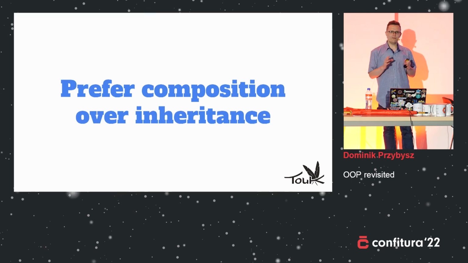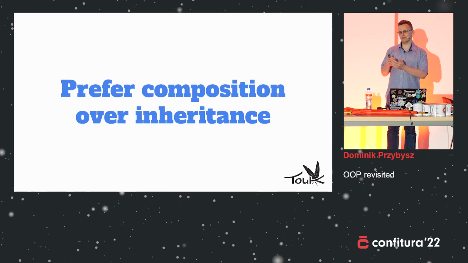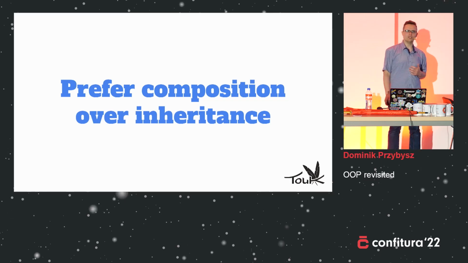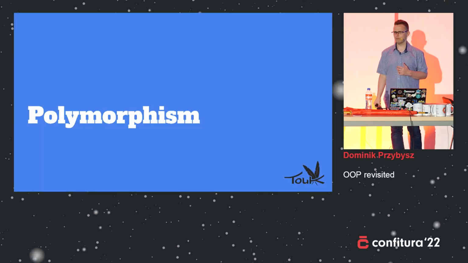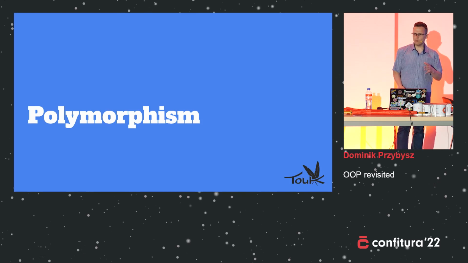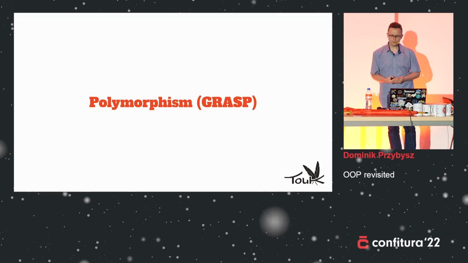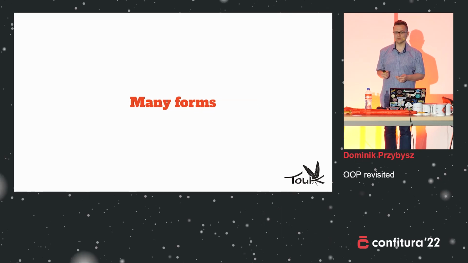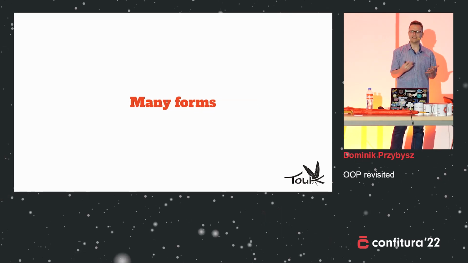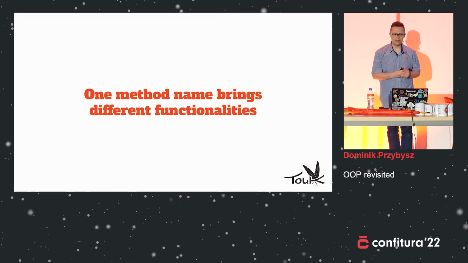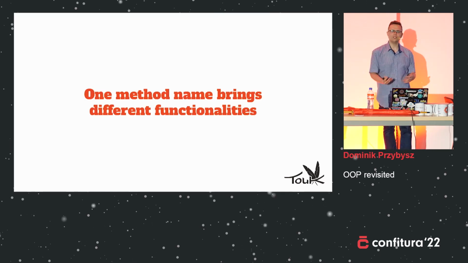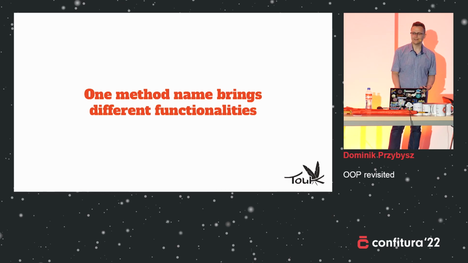Okay, with inheritance, people very often connect the fourth principle of object-oriented programming, which is polymorphism. But it's not connected so tightly. Polymorphism is also a pattern that you have in GRASP. And from Greek, it means many forms. And you can ask yourself a question, what can have many forms? And it's, of course, about one method name that could bring us different functionalities in our software.